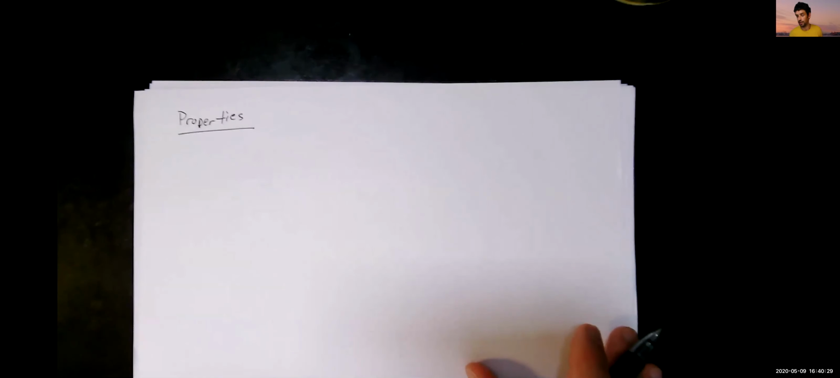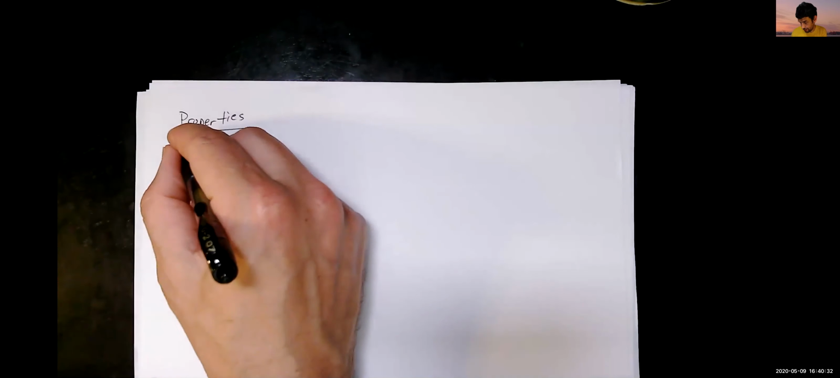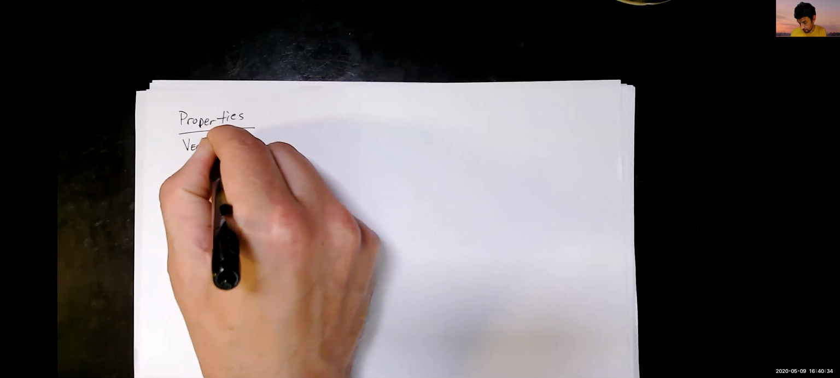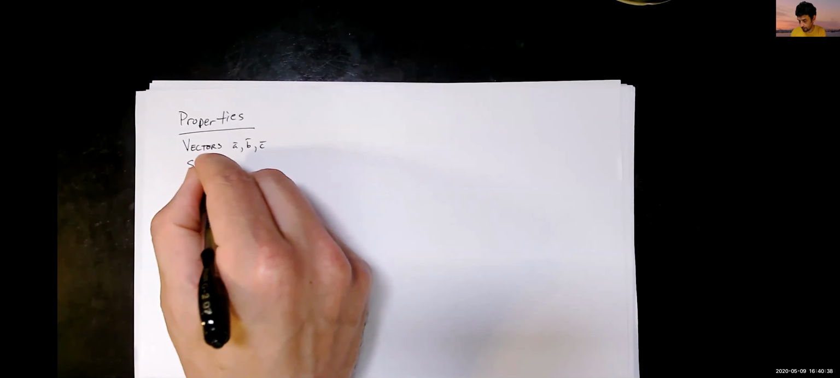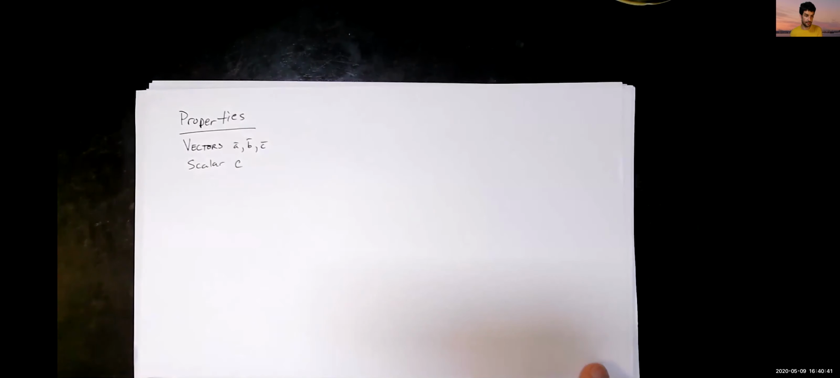Let's do one last thing. Let's list some properties of the cross product. These have to be proved, and I'm not going to go through and prove them. Most of them can be proved with some pretty straightforward algebra. So let's say we have vectors A, B, and C, and a scalar c.